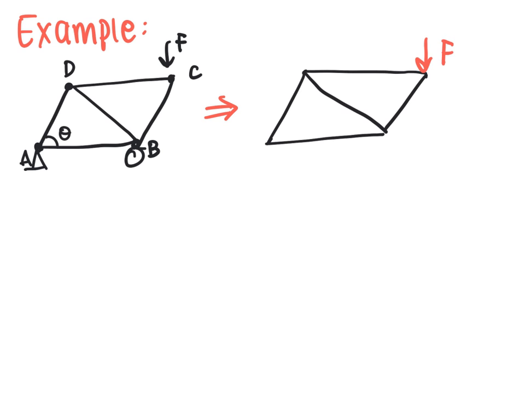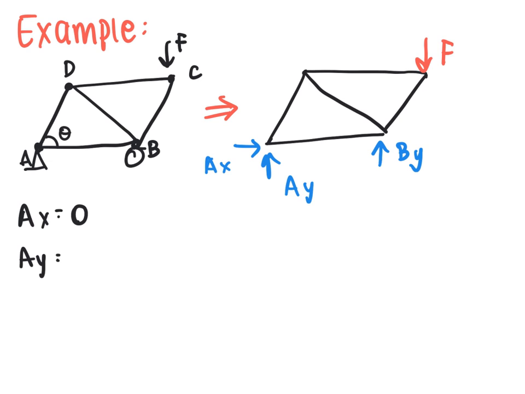And now, if you recall from last lesson, in pins, we have reaction forces in the X and Y direction. So I'm going to call this AX and AY. And in rollers, we're only going to have reaction forces in the Y direction. So I'm going to call this BY. Solving for this, we're going to get that AX is going to be equal to 0. AY is going to be equal to negative F. And BY is going to be equal to 2F.